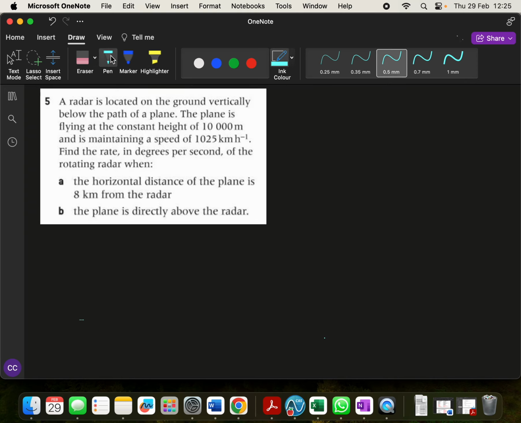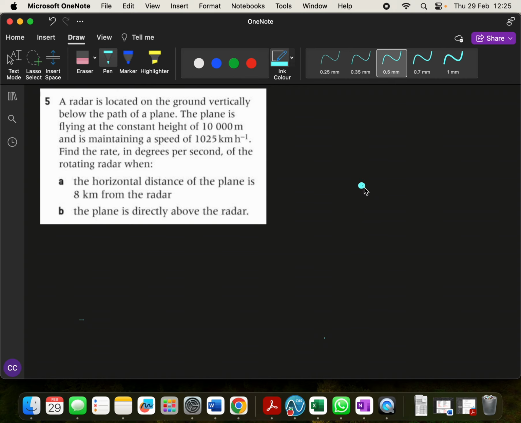Okay, after some technical issues, this is a related rates question from exercise 6W. It tells us that we've got a radar located on the ground vertically below the path of the plane. The plane is flying at a constant height, maintaining its speed of that. Find the rate in degrees per second of the rotating radar when.